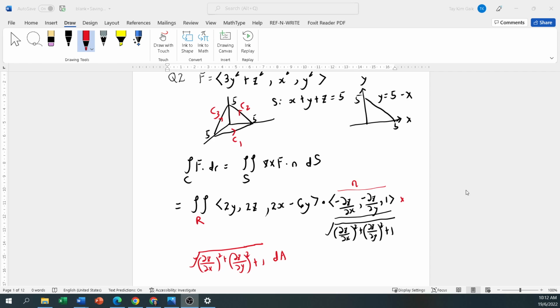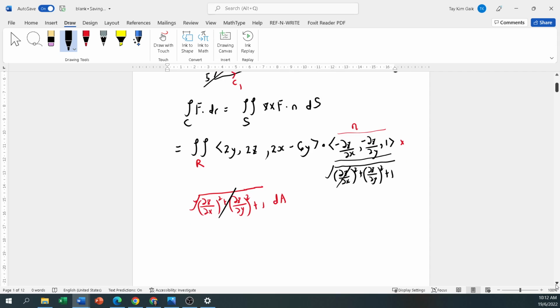We simplify this square root and this square root. Then we have curl of F dot with the normal vector over region R. So this is 2y i, 2z j, 2x minus 6y k, dot with the normal vector negative ∂z/∂x, negative ∂z/∂y, positive k, dA over region R.